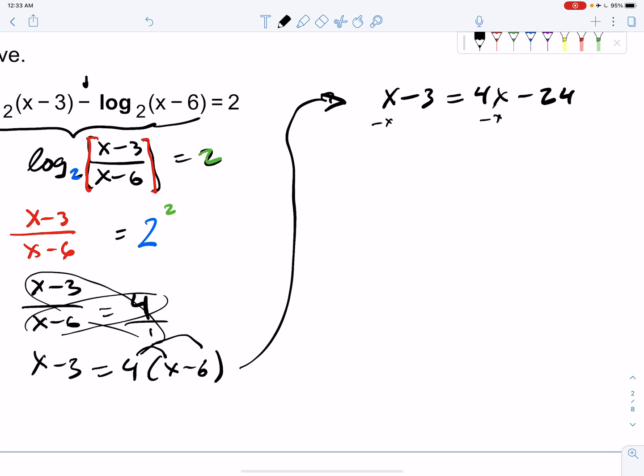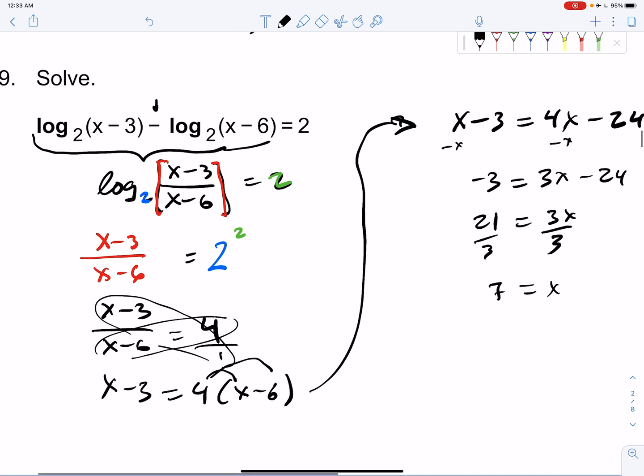I'll subtract x on both sides. We got negative 3 equals 3x minus 24. I'm going to add 24 on the right, so it goes away. I'm going to add 24 on the left, and that gives me 24 minus 3 is 21. How convenient. I divide by 3, and x equals 7.